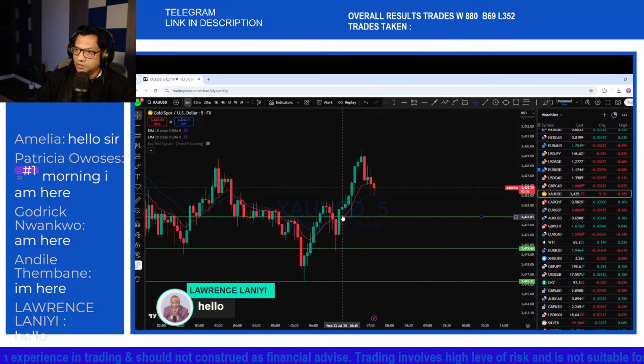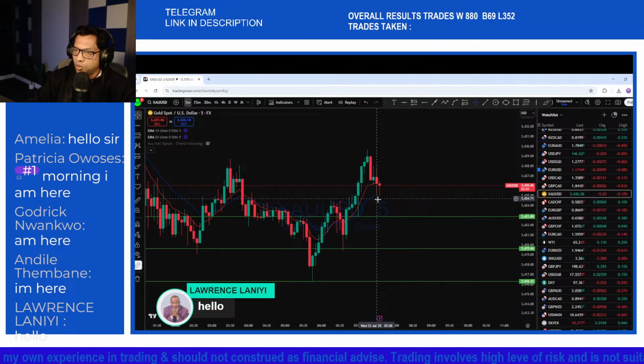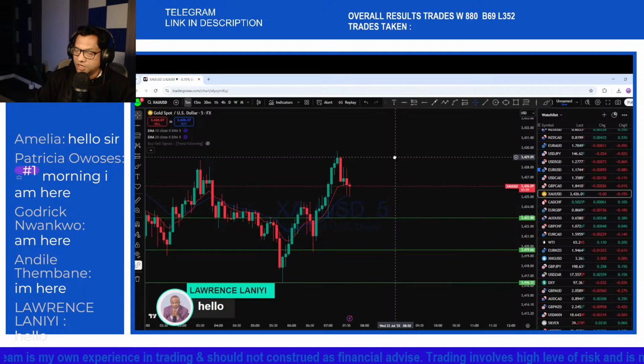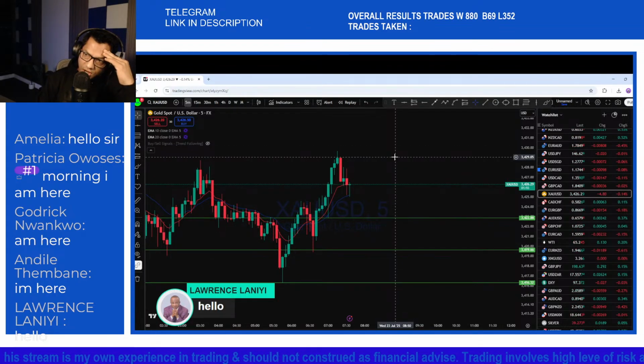You can see here a move, a higher high, and then a pullback to that support, and then a rejection back again to the upside to create a new higher high.